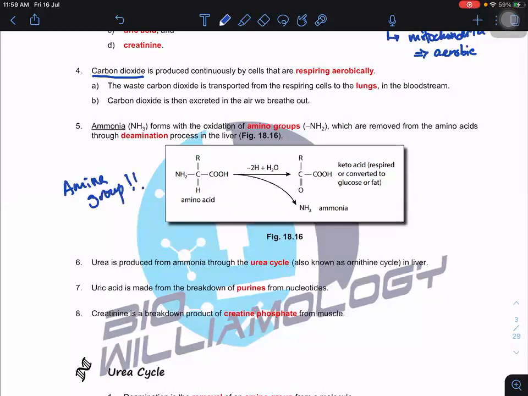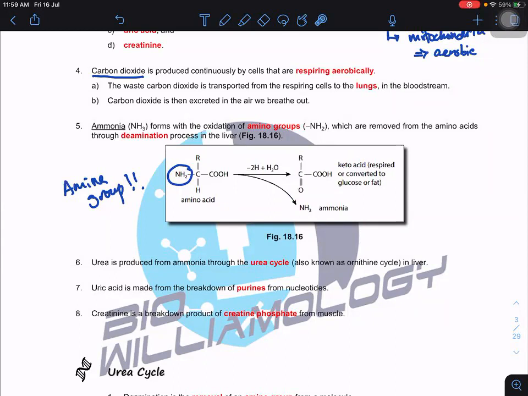Okay, either amino group or amine group. So when you remove this amine group, these amine groups will react with the hydrogens to form ammonia. Can you see that? NH3, ammonia. The remaining structure here is known as the keto acid.